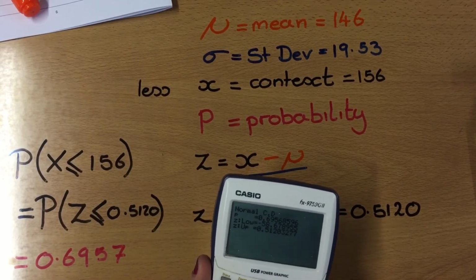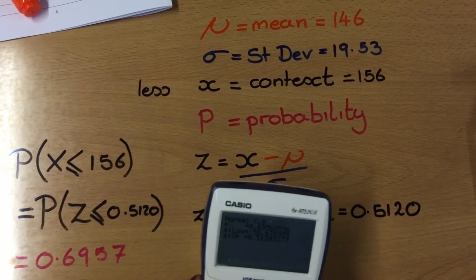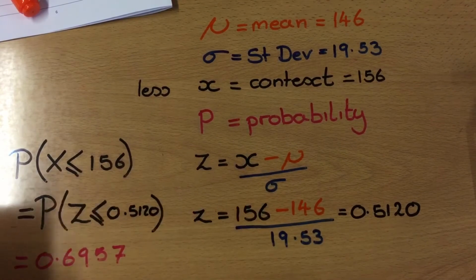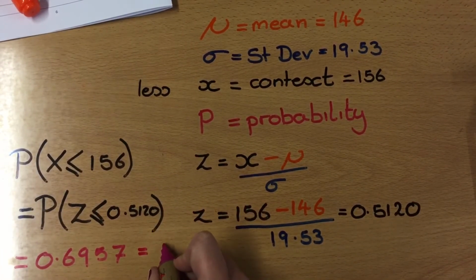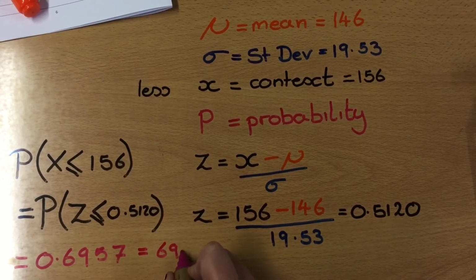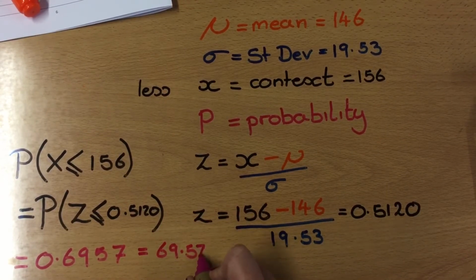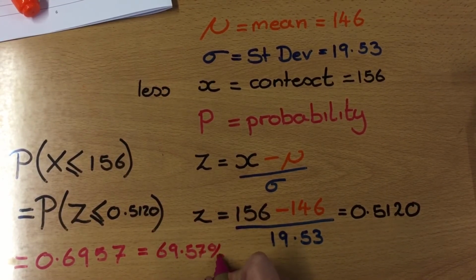Now, if we go back to the original question, we are asked for a percentage. So to turn this into a percentage, we are going to have to times by 100. So we end up with 69.57%.